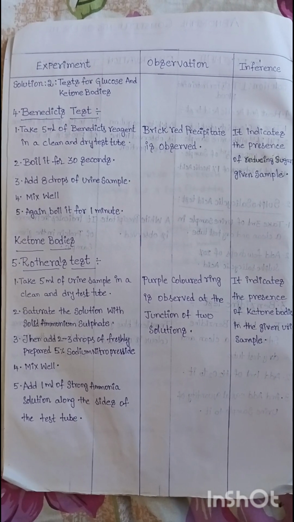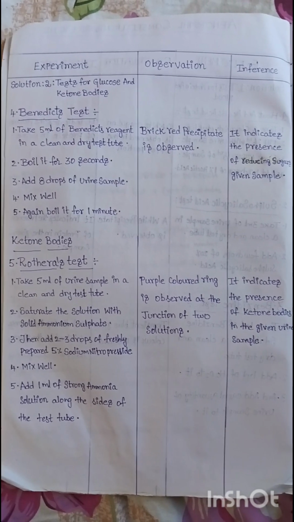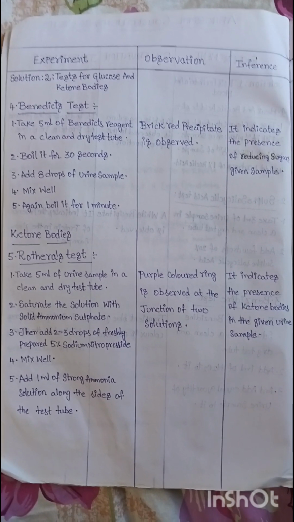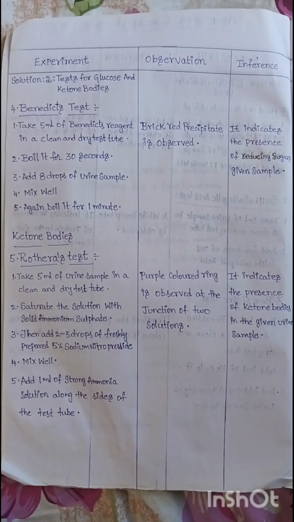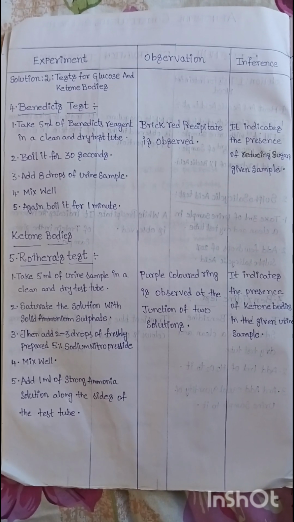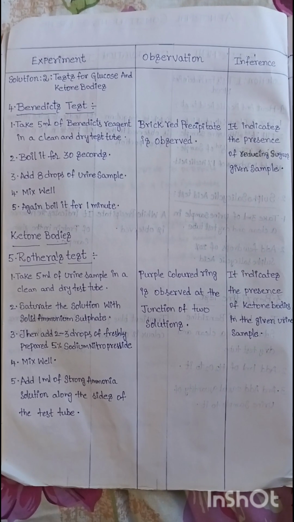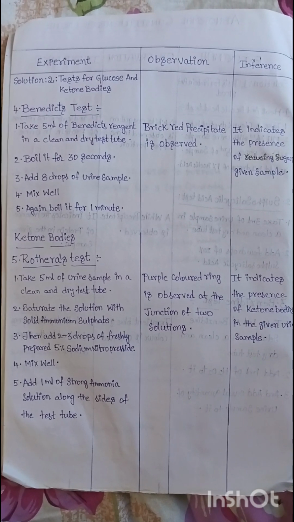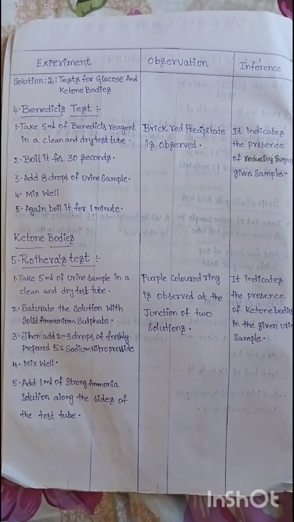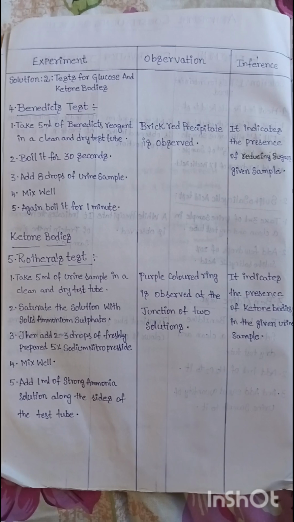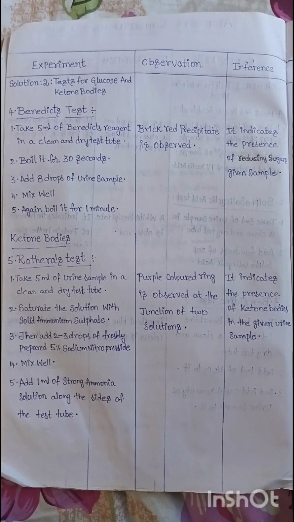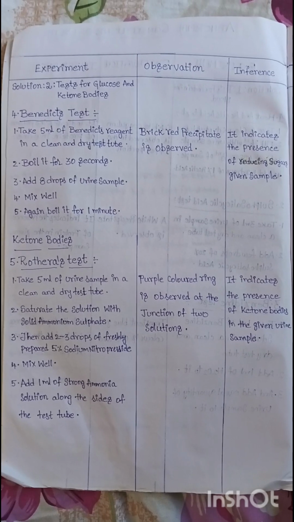Now I will explain the Benedict's test. Take 5 ml of Benedict's reagent in a clean and dry test tube. Boil it for 30 seconds. Now add 8 drops of urine sample to it and mix well. Again boil it for 1 minute. What is the observation then? Brick red precipitate is observed. What does it indicate? It indicates the presence of reducing sugars in the given sample. This is the way we perform Benedict's test.